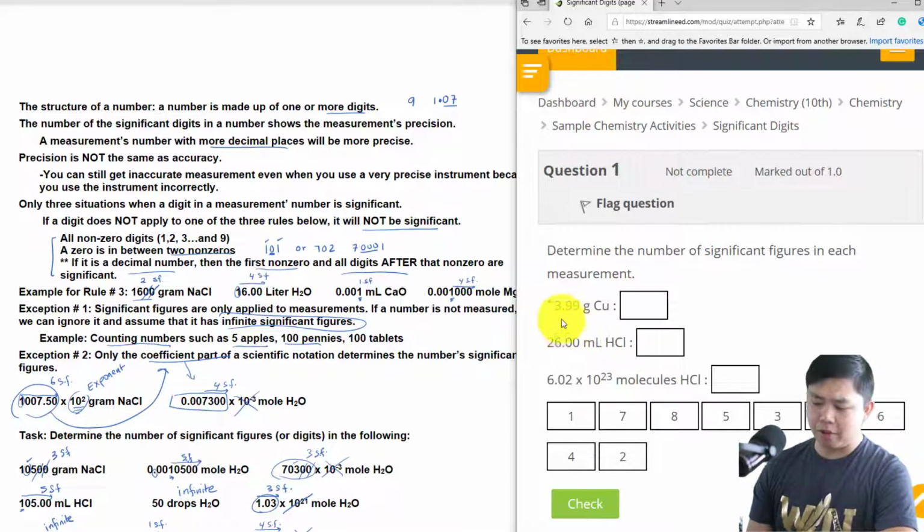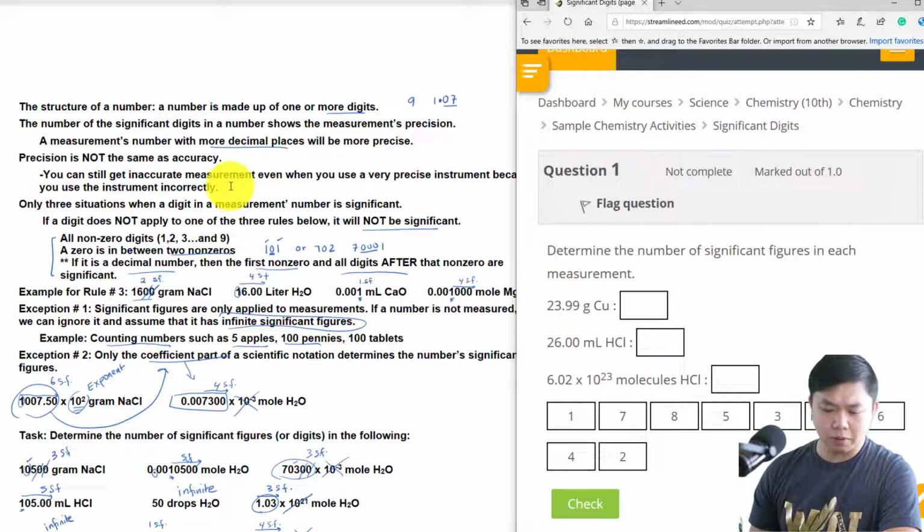So in this case, we have this number right here, right? And we have the rules right here. So this is a decimal number. So what do we have? We have the first non-zero right here, so counting all the way to the end. So 1, 2, 3, 4. So we have 4 significant digits.